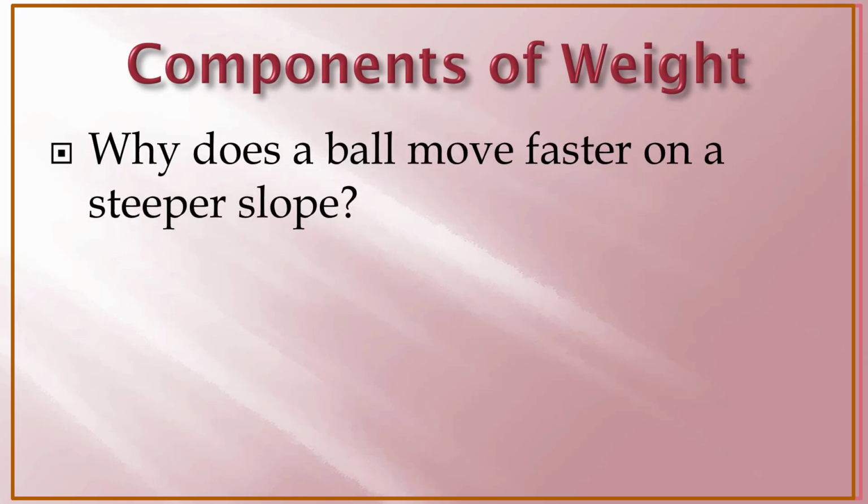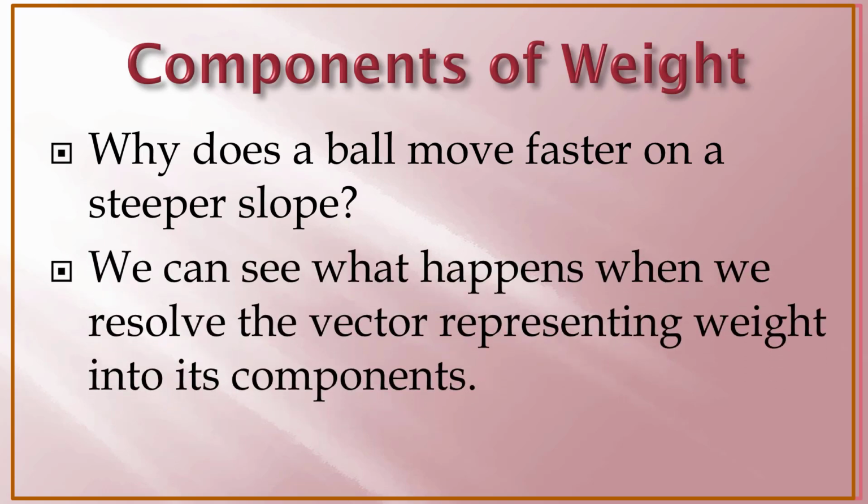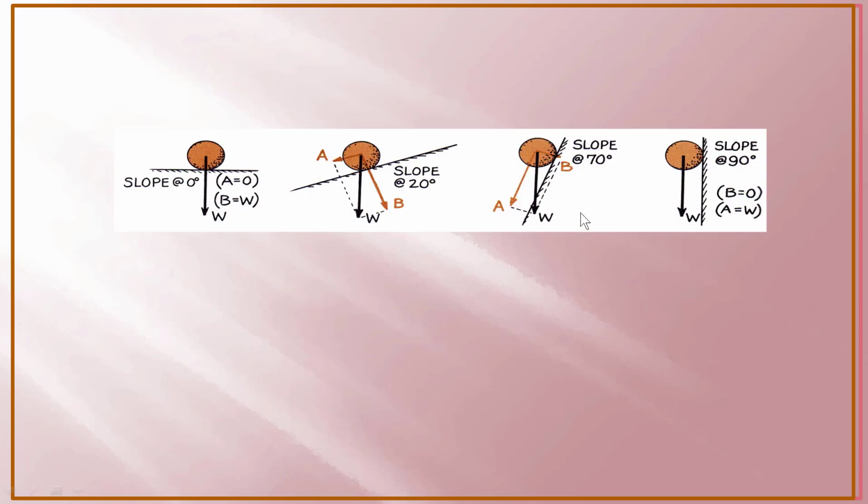Let's consider another example: why does a ball move faster on a steeper slope? If you have a steeper slope, then the ball moves faster. What is the reason behind that? We can see what happens when we resolve the vector representing weight into its components. You can see here we have a ball in different positions. With no slope at all, the ball is at rest. With a little steeper slope, you can see the ball moving with some acceleration. More slope, more acceleration, and maximum slope means maximum acceleration.